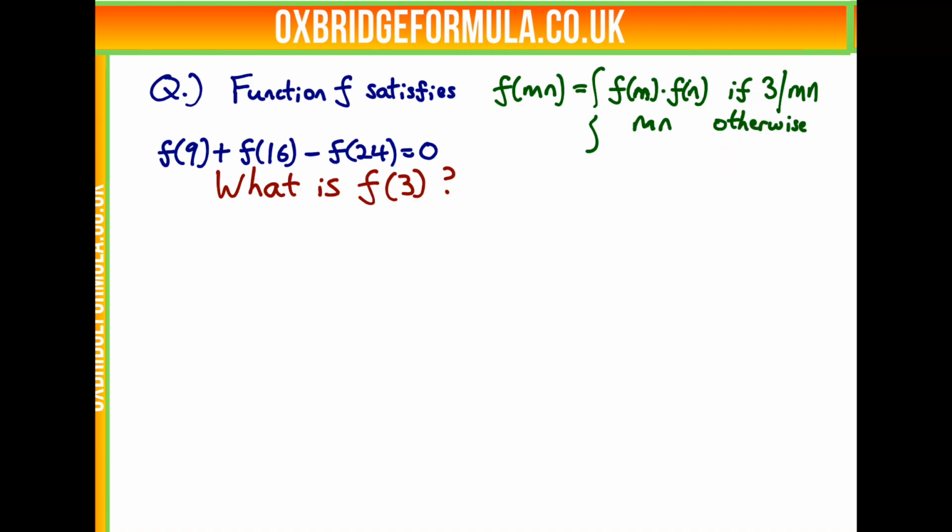We're also told that f of 9 plus f of 16 minus f of 24 is equal to 0. We're asked to compute f of 3. Pause the video now and have a go yourself.